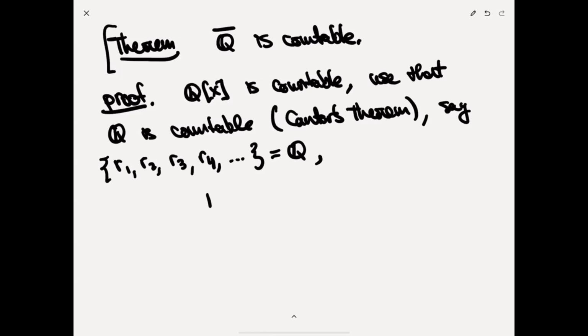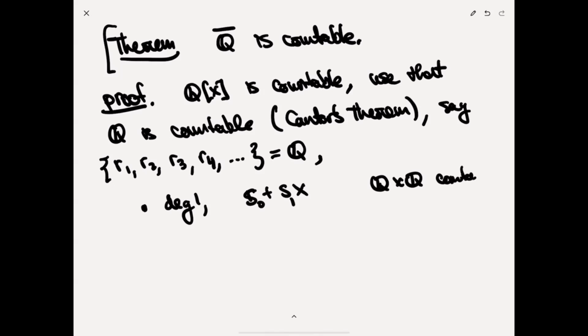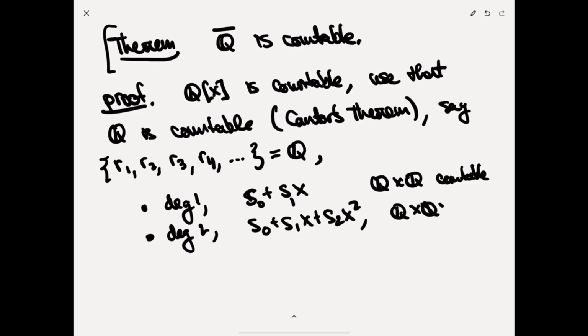Now we're going to do another diagonalization argument. There are countably many polynomials of each degree. For degree 1, there's countably many: s0 plus s1 x. You just need that Q cross Q is countable. For degree 2, it's s0 plus s1 x plus s2 x squared, and again we're just using that Q cross Q is countable. Then we just keep going like this.